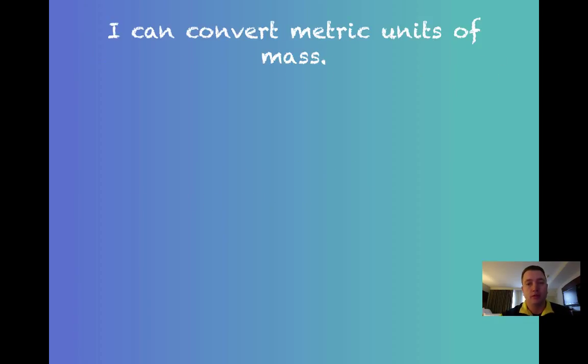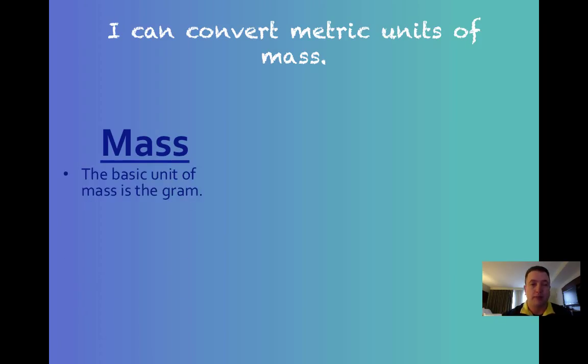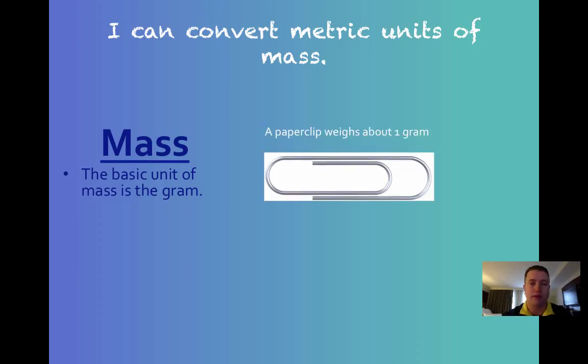Okay, so when we're talking about metric units of mass, mass and weight are not the same thing scientifically, but for the purposes of what we're going to do, we're going to just use them interchangeably. I just want you to know they don't mean exactly the same thing, all right? So the basic unit of mass in the metric system is the gram. Just to give you a frame of reference, if we look at a paper clip, that's about 1 gram. That's a large paper clip too, not a small one.